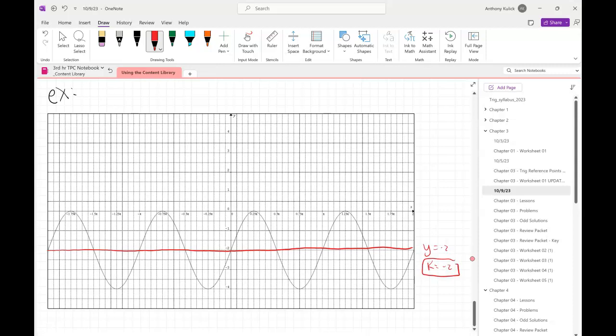Should have gotten K to be -2. Should have gotten the amplitude to be 2. So the A should be ±2.